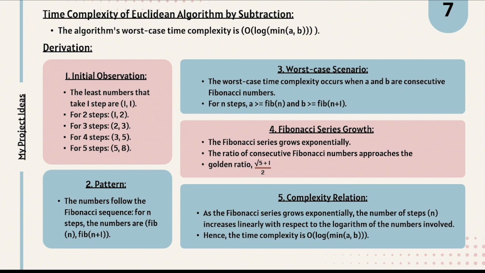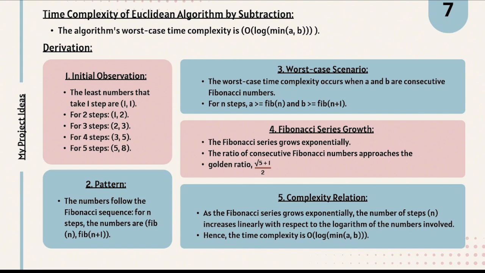The worst case time complexity will be when for n steps A will be greater than or equal to Fibonacci of n and B will be greater than or equal to Fibonacci of n plus 1. Fibonacci series growth follows a ratio, the golden ratio of root 5 plus 1 by 2. These are certain facts which you do not need to know. The important thing is you should know the code part and the time complexity. The complexity which we are gonna get here is big O of log of min of A and B. So you are going to get the minimum value inside a log function, so your time complexity is reduced drastically.